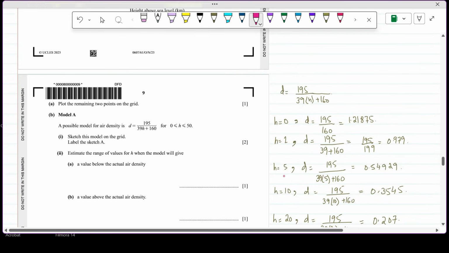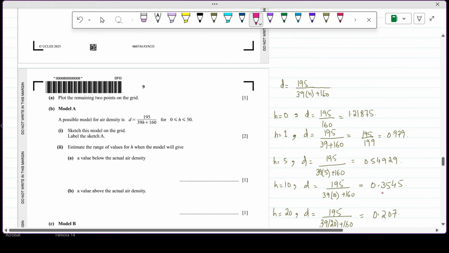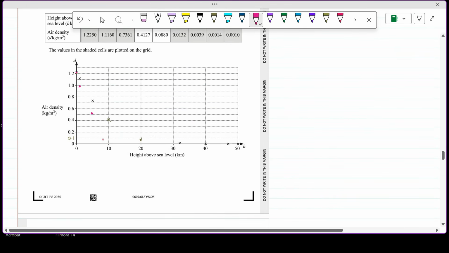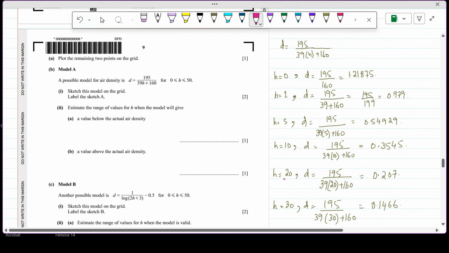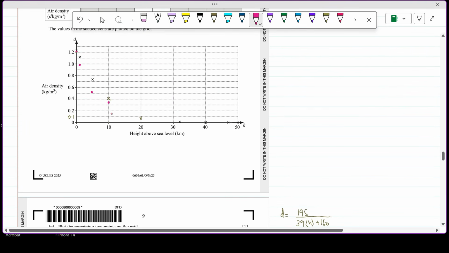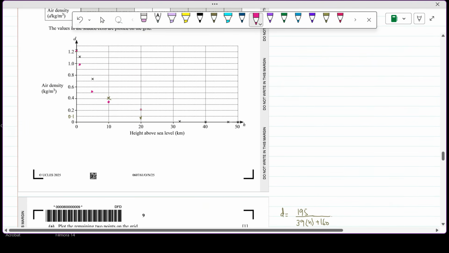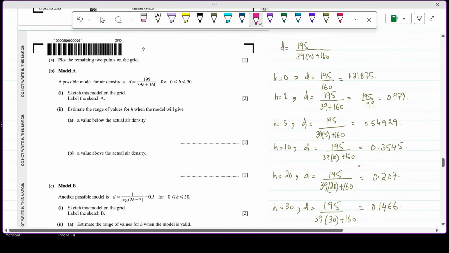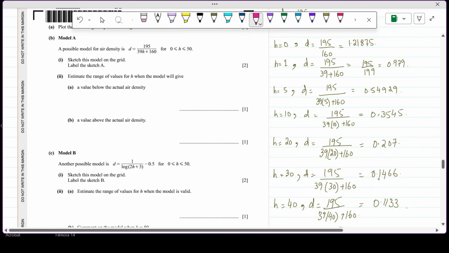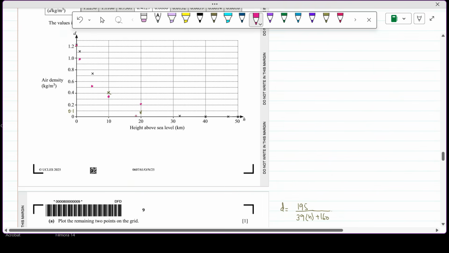Similarly, when height is 10, we have the density 0.35, so just above the 3 points here. When we have the height 20, density is 0.207. Okay. When we have the height 30, 0.14 is the density, just here.